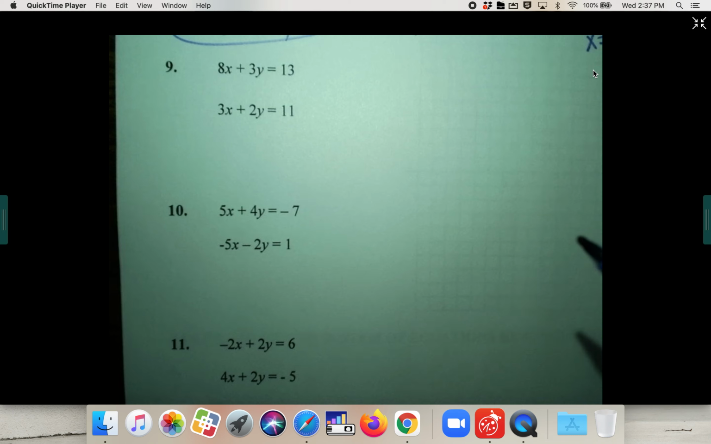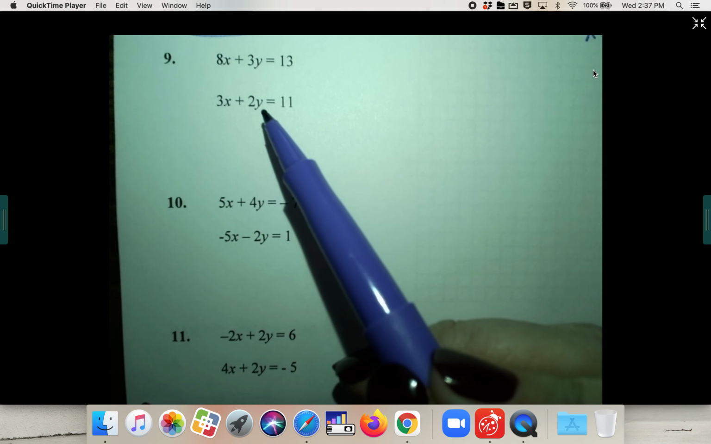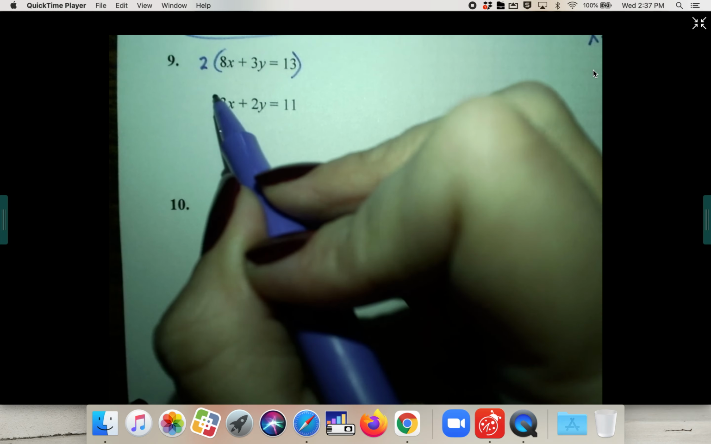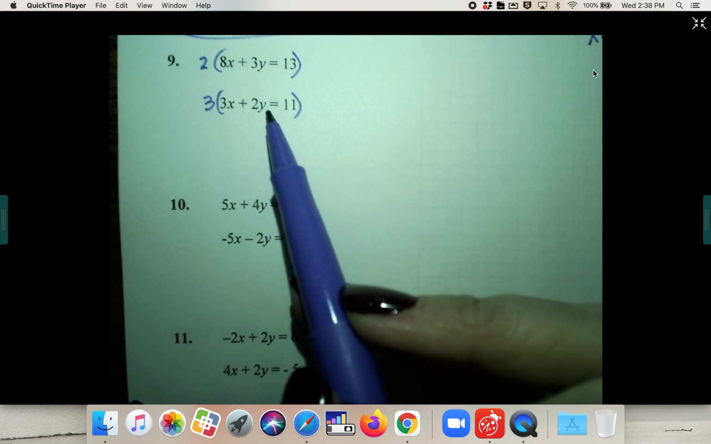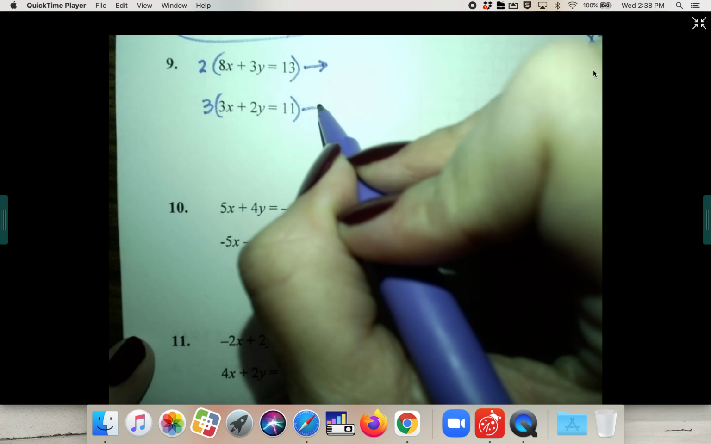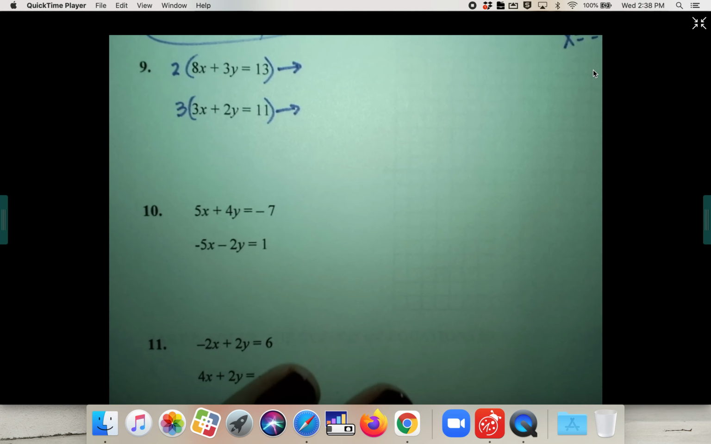So I am going to, this is not the only way to do it, but I'm going to make this 6y and 6y. So I'm going to multiply my top equation by 2 and my bottom equation by 3 so that my middle two terms will both be 6y. This is not the only way to do it. If you did it a different way, check your final answer because it should be the same answer I get, even if we pick different things to multiply by.